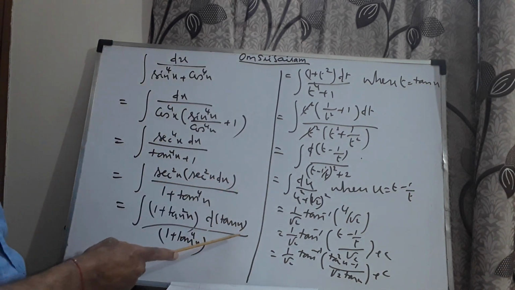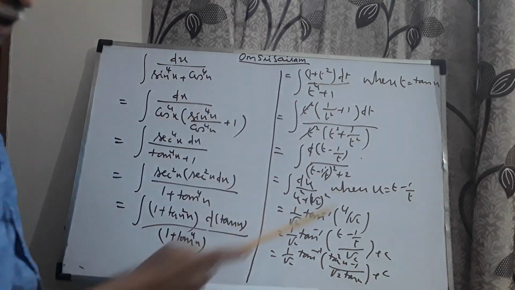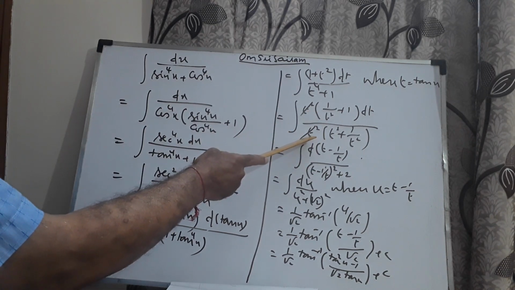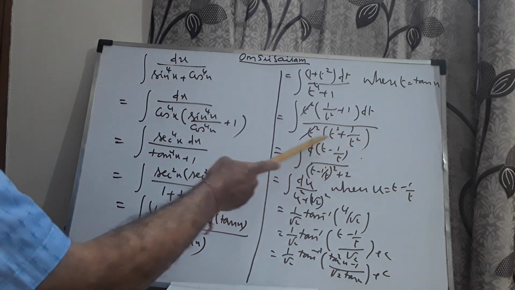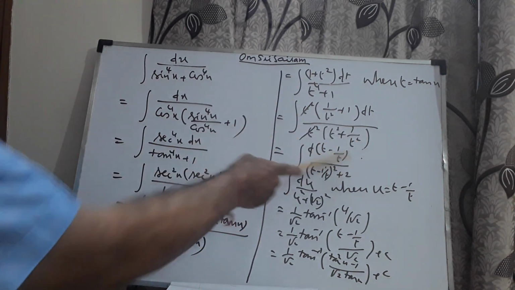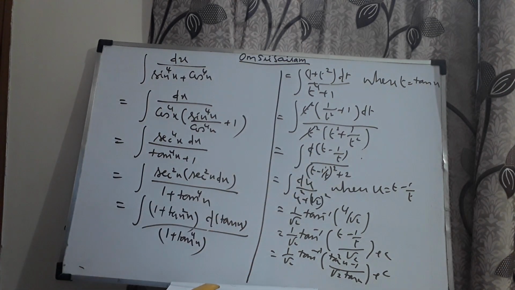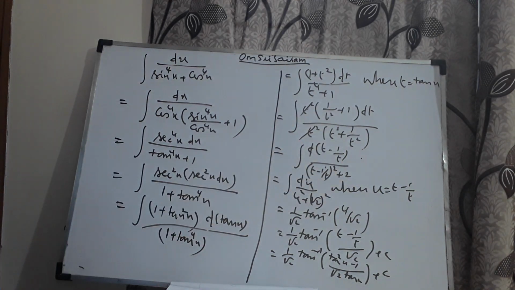I'll replace this tan x by t: 1 plus t square dt by t power 4 plus 1, where t is tan x. Take t square as common for both numerator and denominator. T square into 1 by t square plus 1 by t square plus 1 in the denominator. T square gets cancelled anyway. Numerator can be written as d of t minus 1 by t, and denominator can be written as a perfect square in terms of t minus 1 by t. Just check, t square plus 1 by t square minus 2 plus 2 will get cancelled.